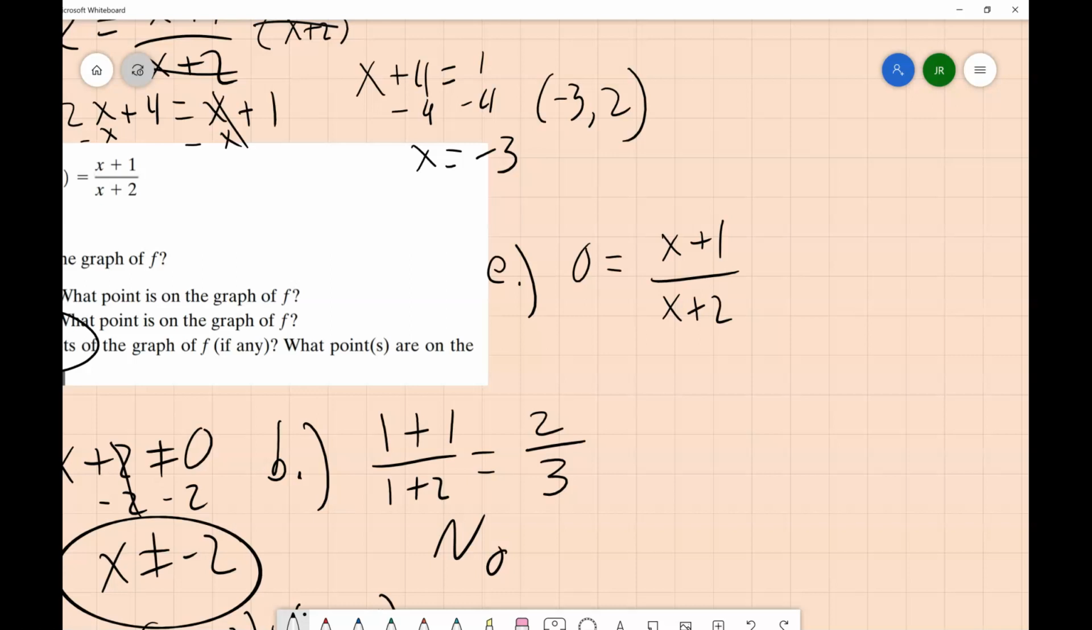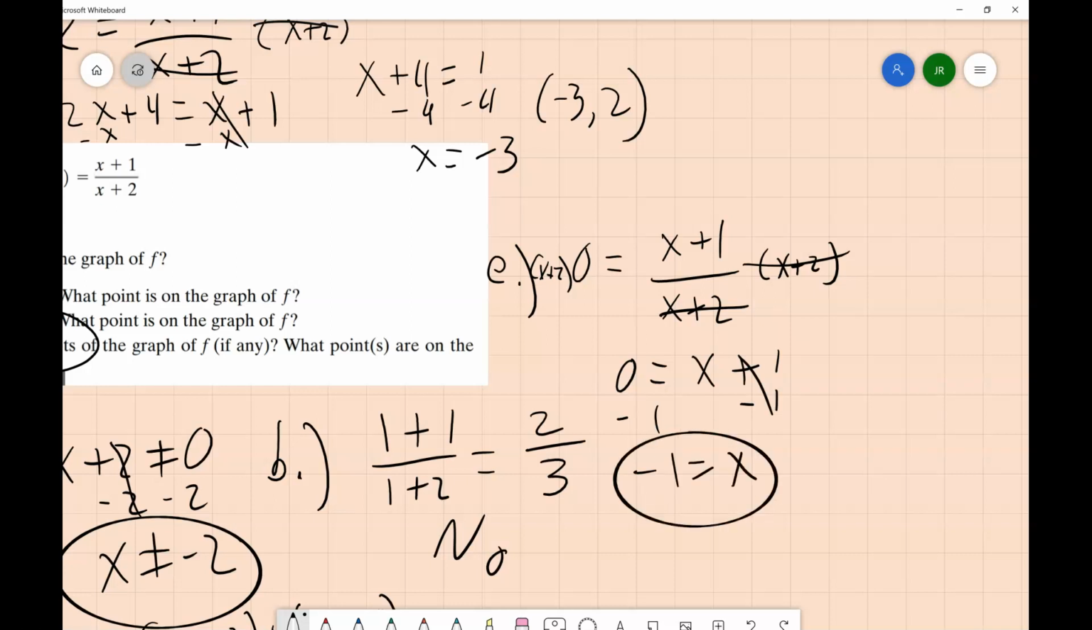Once again, I'll get the x plus 2 off the bottom by multiplying both sides by x plus 2, just to cancel that out. Well, 0 distributed into that is still going to be 0. So 0 equals x plus 1. Subtract 1 and I get x is negative 1. So that is the only x-intercept I have. So what is the ordered pair, or the point, that represents? It is the point negative 1 for x and 0 for y: (negative 1, 0).